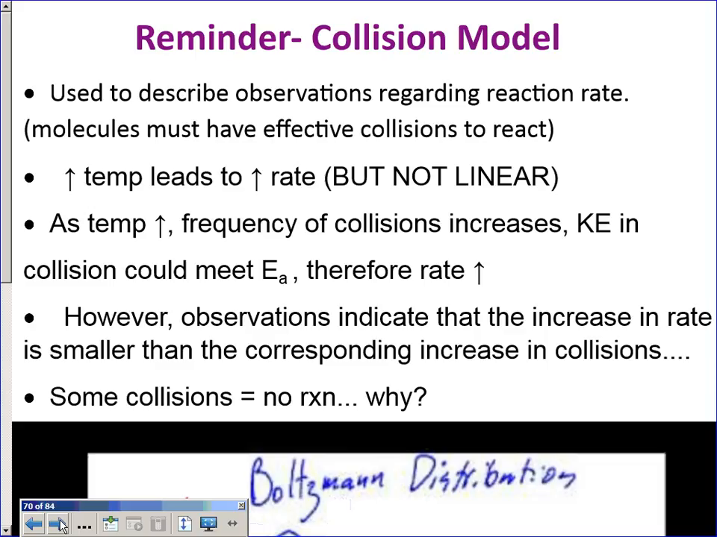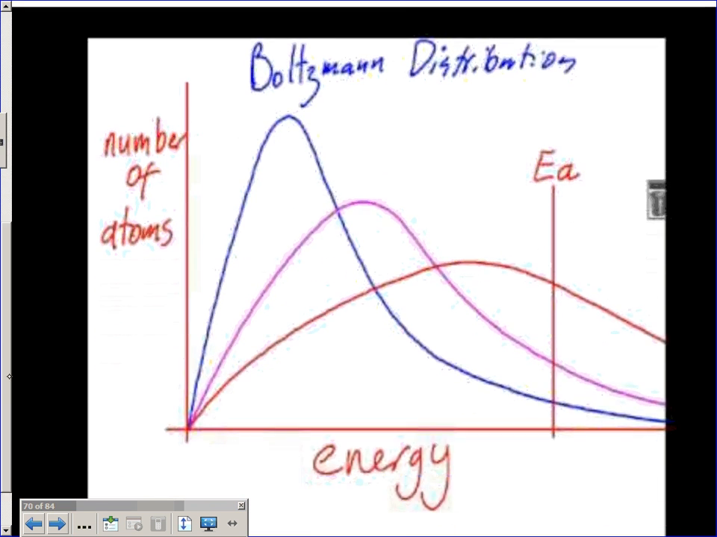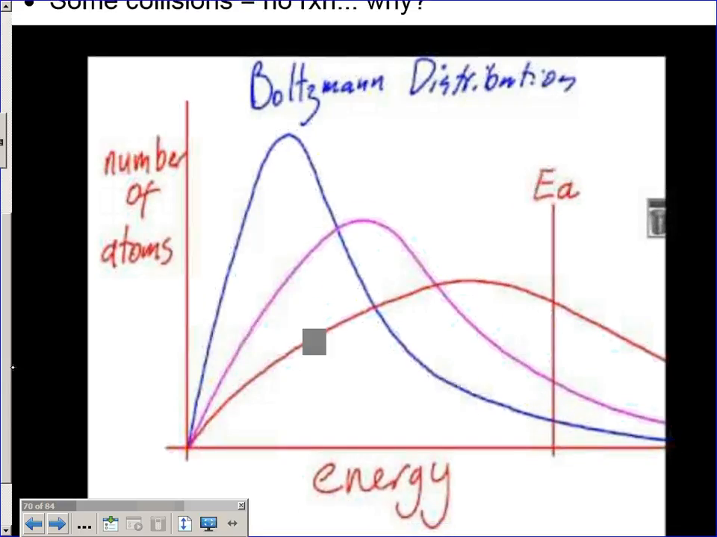So in terms of why this does not work, probably because the orientation's not right. Another thing to consider is, do you guys remember this from gases? Do you remember Boltzmann's curve? So Boltzmann's curve has that energy associated with the temperature.